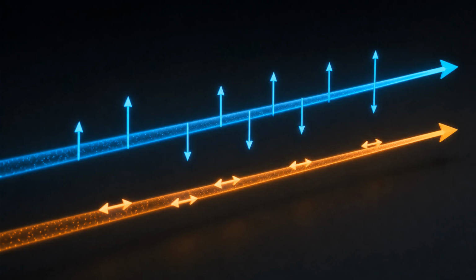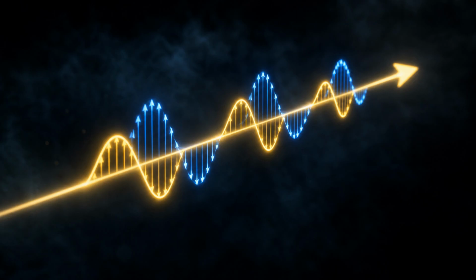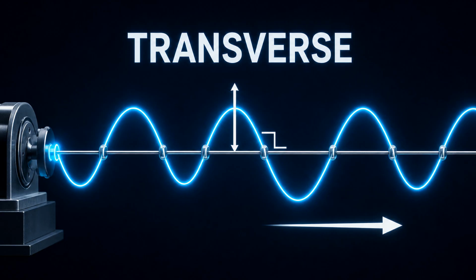A ray only tells you where light is traveling. It leaves out what the light is doing as it moves. Light is an electromagnetic wave. Its electric field oscillates sideways relative to its direction of travel. That sideways motion is why light is called a transverse wave.